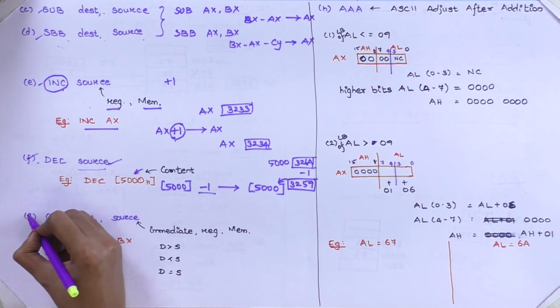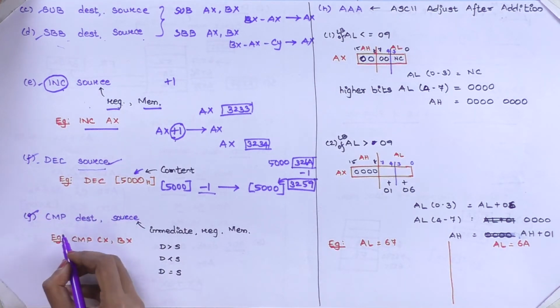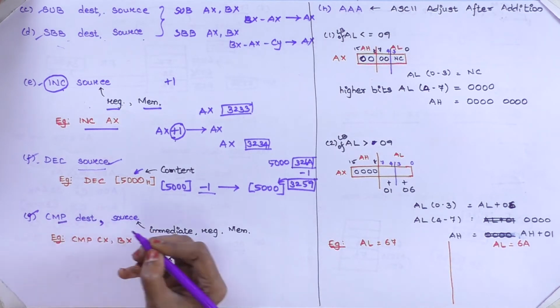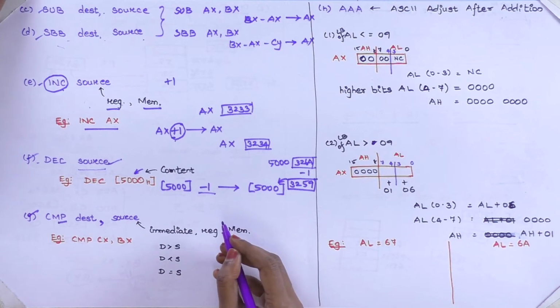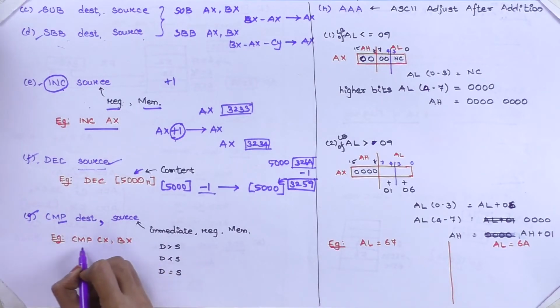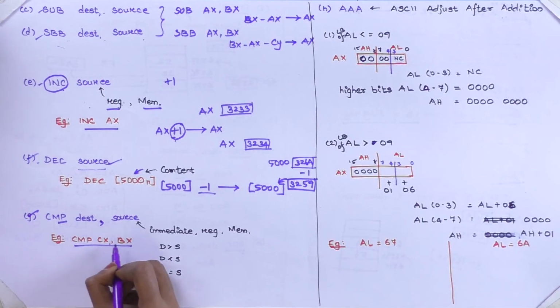Fine. So the next arithmetic instruction is the compare instruction. Okay. So compare destination comma source. This instruction is used to compare the value between two registers or a register and a memory location. Fine. So this will compare and tell whether the value is greater than or less than the other value. Fine. How it tells, for example, take this instruction, compare CX comma BX.